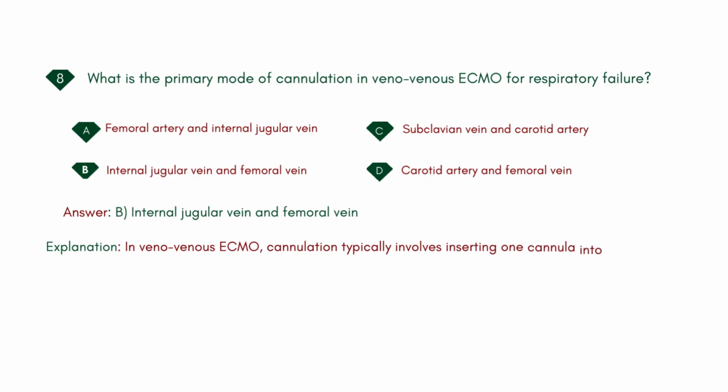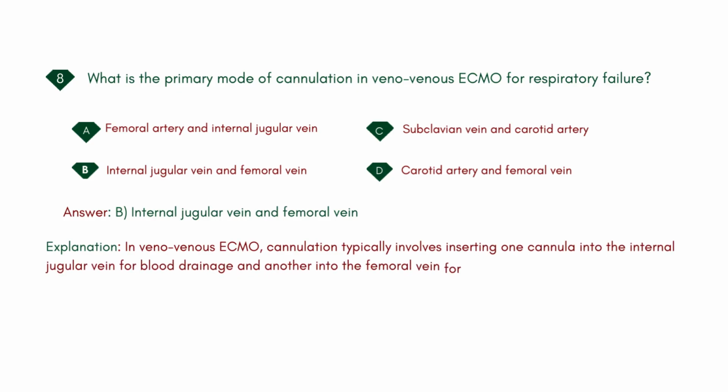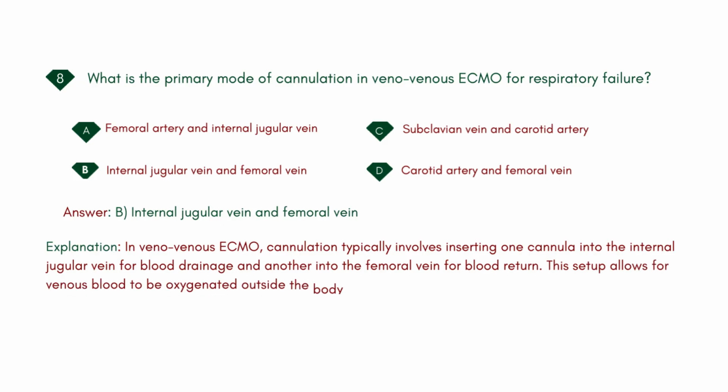Explanation: in venovenous ECMO, cannulation typically involves inserting one cannula into the internal jugular vein for blood drainage and another into the femoral vein for blood return. This setup allows for venous blood to be oxygenated outside the body and returned without affecting arterial circulation.